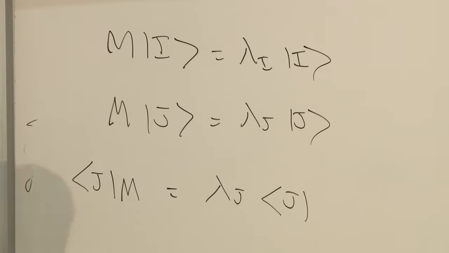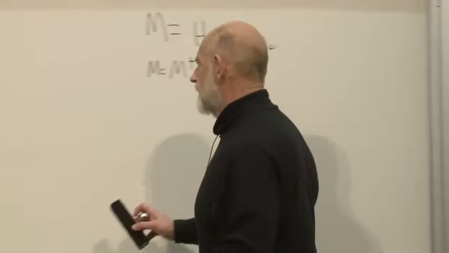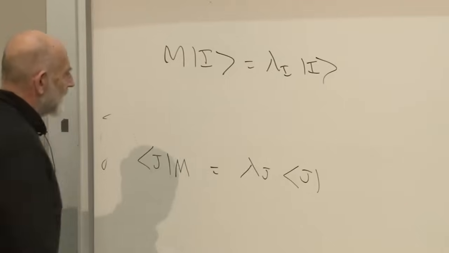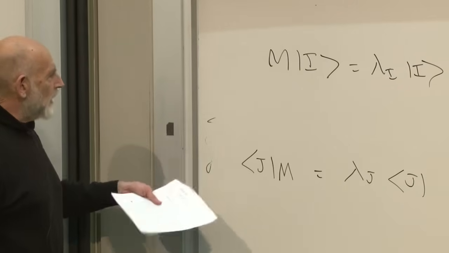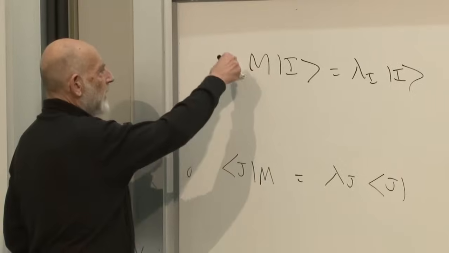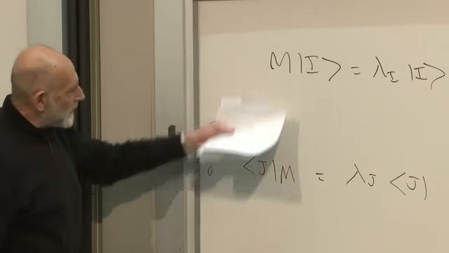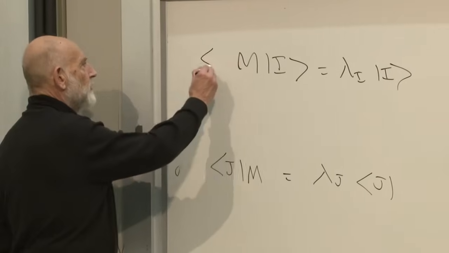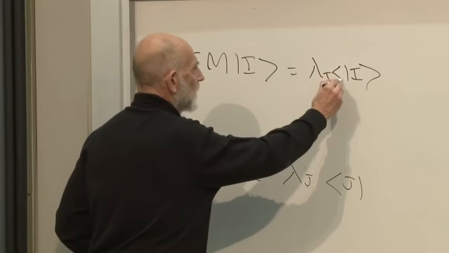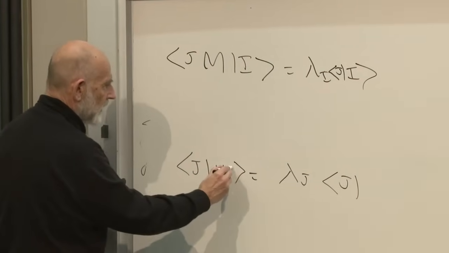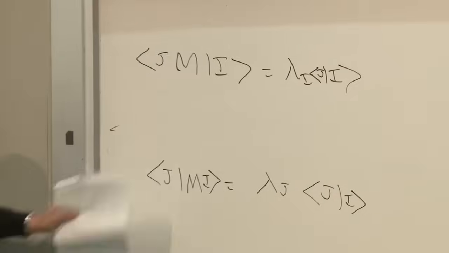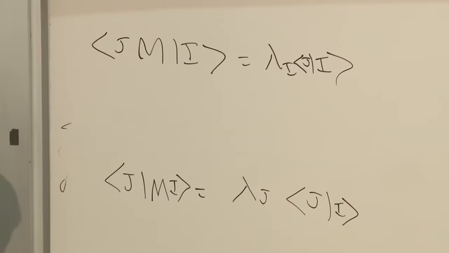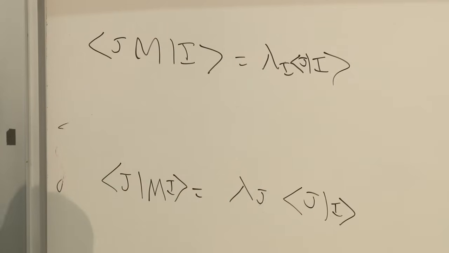Now, we have two equations. What can you do to them so that we can relate them? What we can do to relate them is to multiply this one by J on the left and this one by I on the right. And we will get the same expression on the left-hand side of the equation. So let's do that. J, I. What we have on the left is the same in the upper and lower equation. What we have on the right is not necessarily the same.